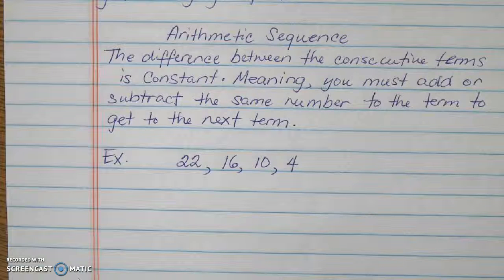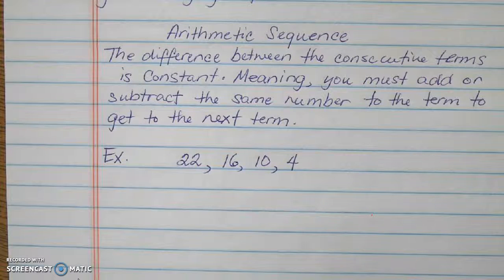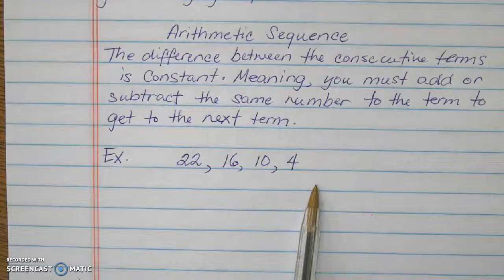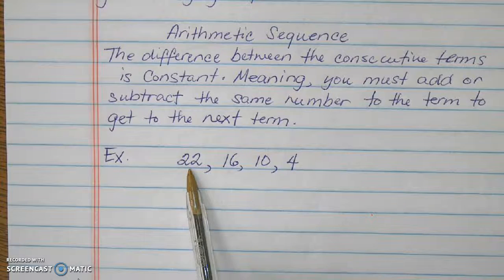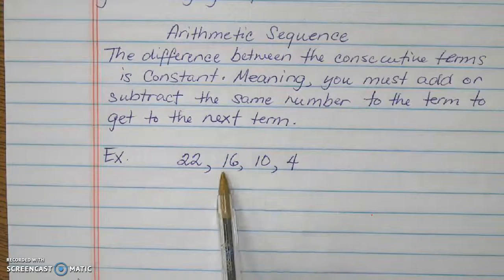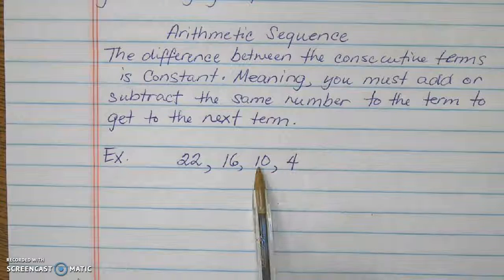So the first type of sequence is the arithmetic sequence. The difference between the consecutive terms is constant. That means that you must add or subtract the same number to the term to get to the next term. For our example, 22, 16, 10, and 4, we are going to treat this as recursive, meaning 16 needs 22, 10 needs 16, and 4 needs 10.